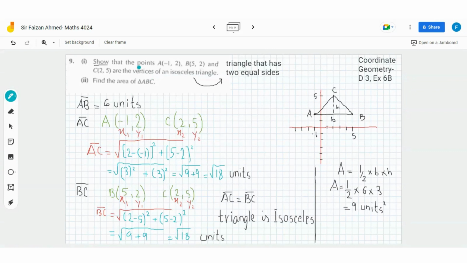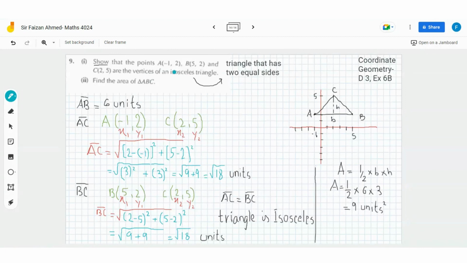In the first part, we have to show that the points A, B and C form a triangle and that the triangle is an isosceles triangle. And in the second part, we have to find the area of this triangle, that is ABC. Before moving to the solution, we are starting with the plotting of the triangle first, since we have to find the area of the triangle. It's better to draw the triangle since the coordinates are given.